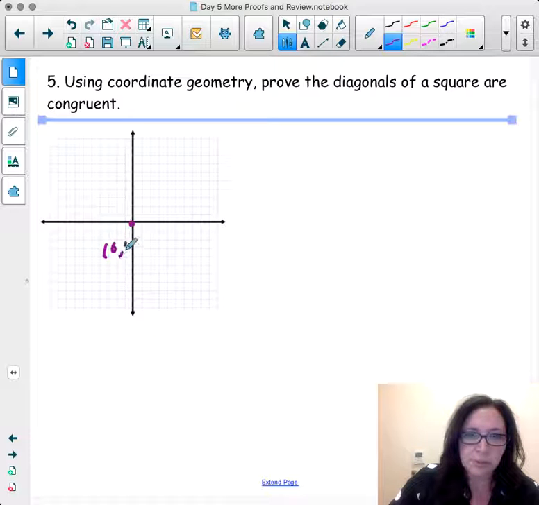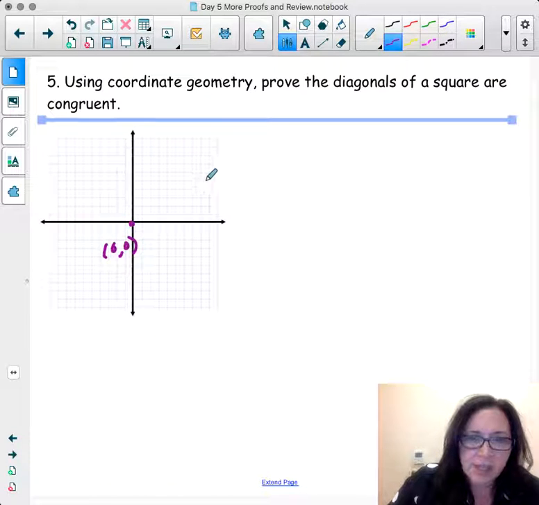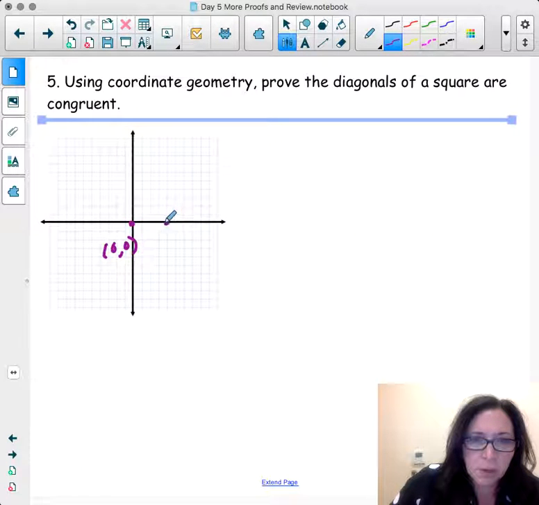Here's 0, 0. Let's make our square, I want to make it 4 units. So 1, 2, 3, 4. I guess they're not asking you to use numbers. What should we call this? A. Let's call this A.